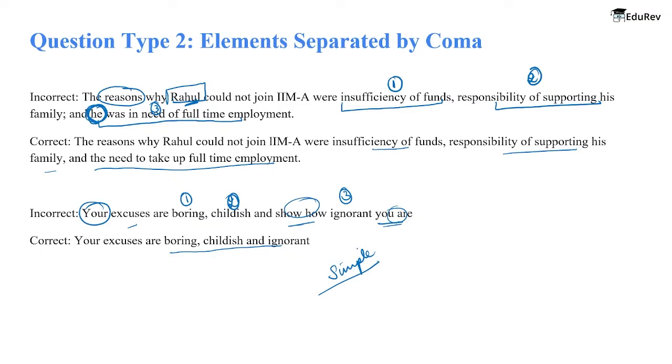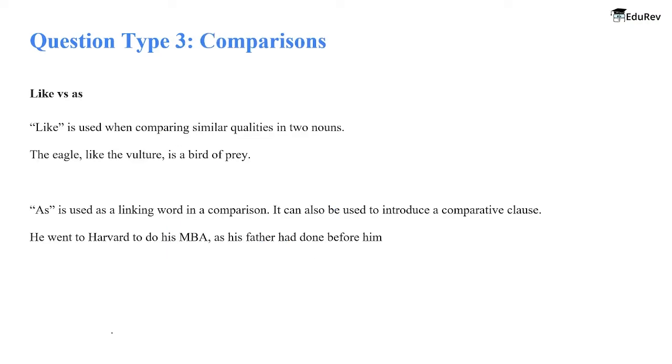You have to understand that when we are talking about the elements that are separated by a comma, we don't have to mention you or his name or he or she again and again. One time we know what we are talking about and we do not have to repeat it. Now the third question type is comparisons. We are talking about comparisons.